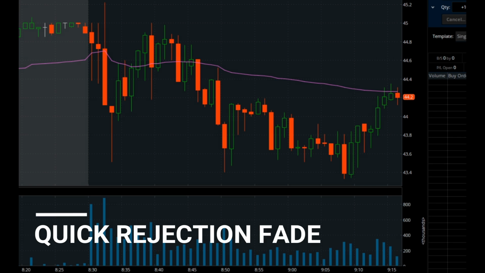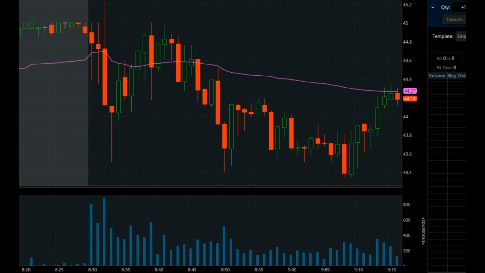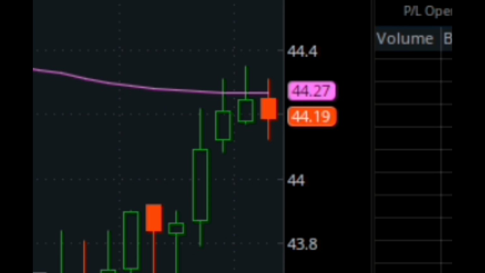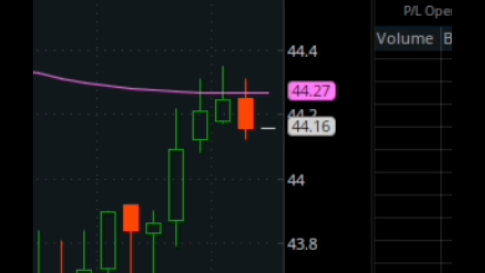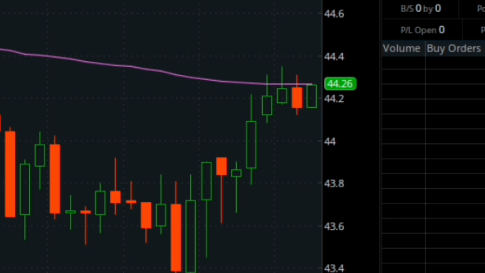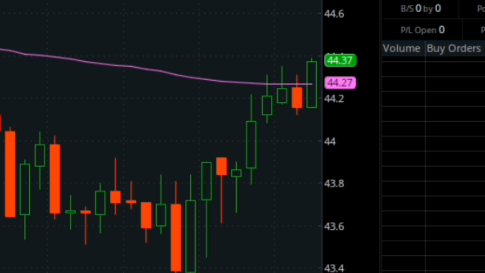The next scalping strategy I wanted to go over in this video is something I called the quick rejection fade. This is when a stock is in a short-term downward trend, pulls back to the VWAP, and most importantly forms a low underneath the VWAP. You want it to be a really obvious level that has at least a few confirmations, and then a lot of the time you're going to see the stock push up and kind of test the VWAP area.